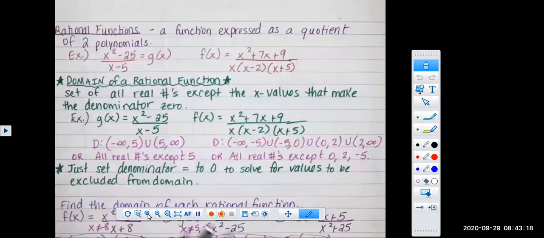5 is either going to be a vertical asymptote or a hole in your graph. Did it cancel off with a factor on top? It did, so it's a hole. So anyway, we'll get there later.